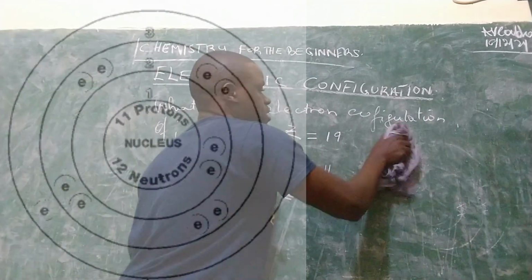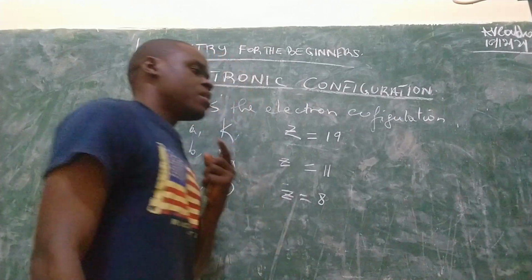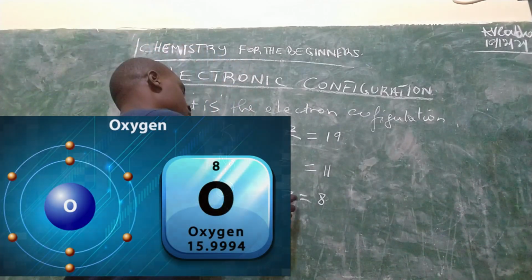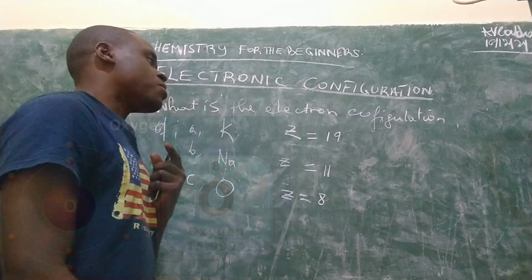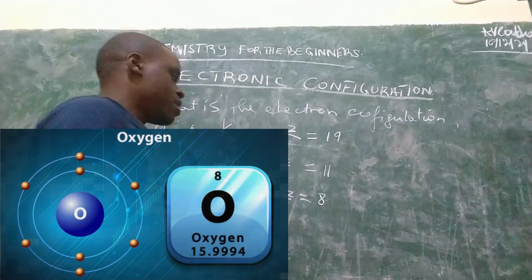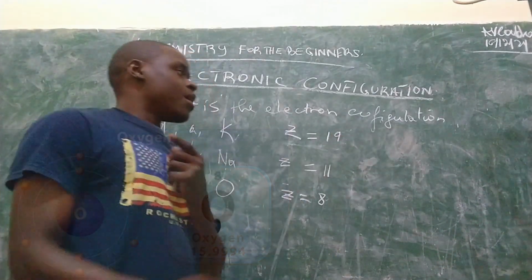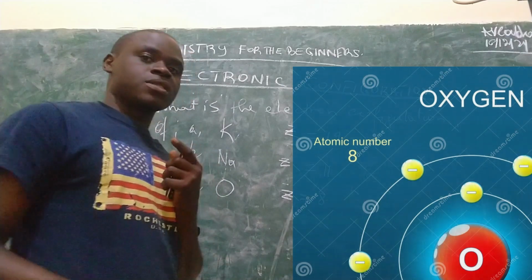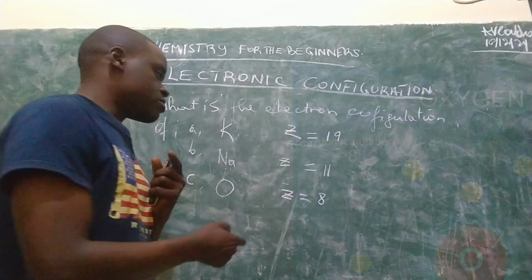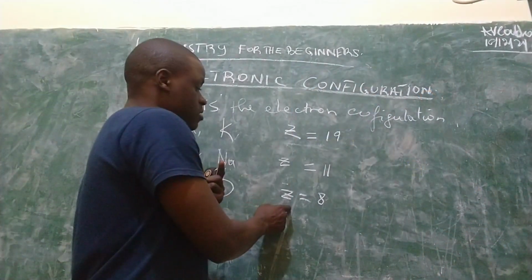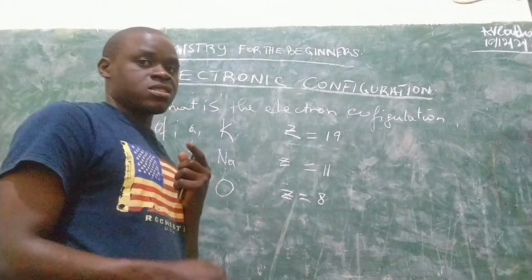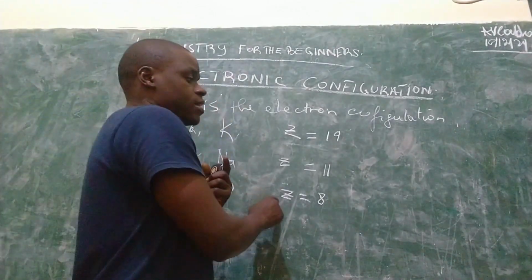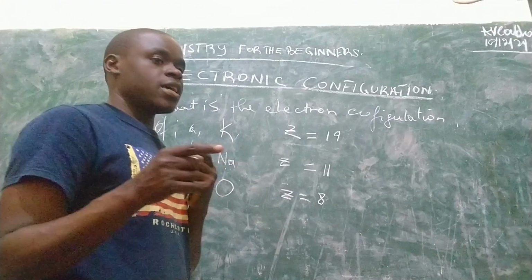It is oxygen. Oxygen has the atomic number 8. Atomic number is always equal to the electrons. For electronic configuration, we use atomic number because it is equal to the electrons when the atom is stable, when it did not share any electron.